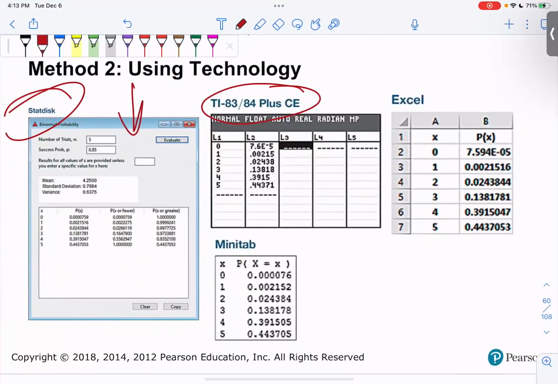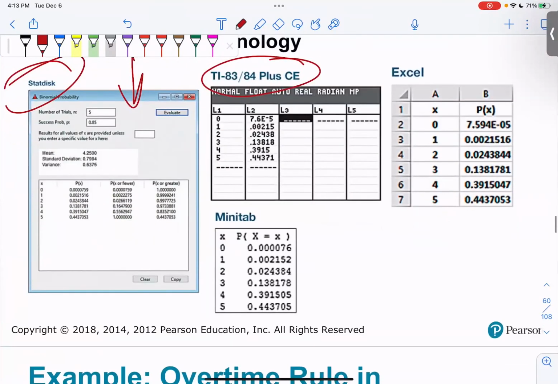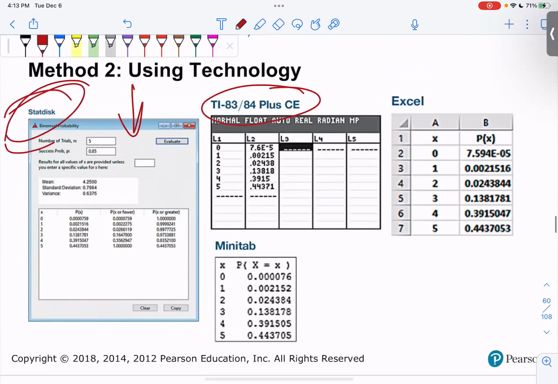Which is this one here. And you can use any of these: Minitab, Excel, or this one, which is online and free. So you can use this one all the time.